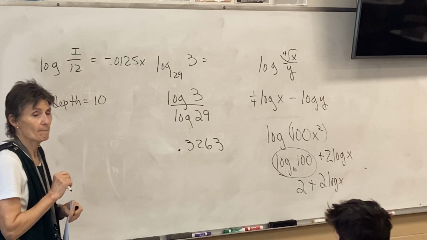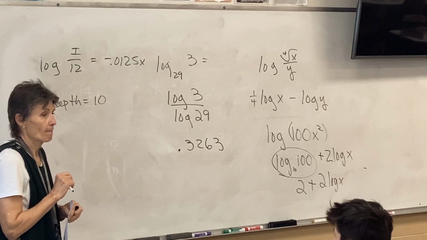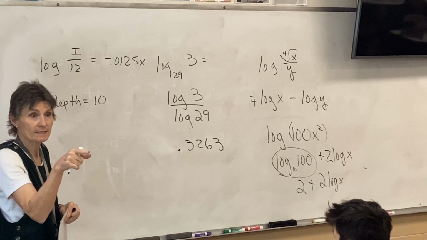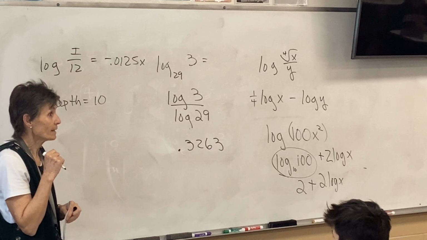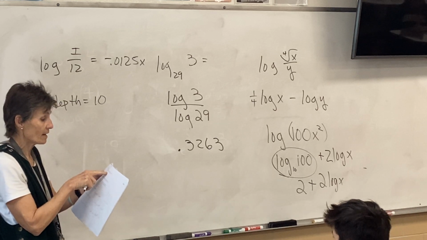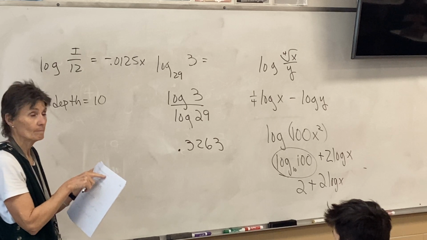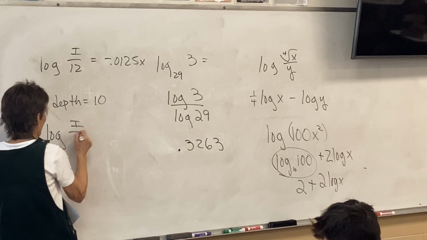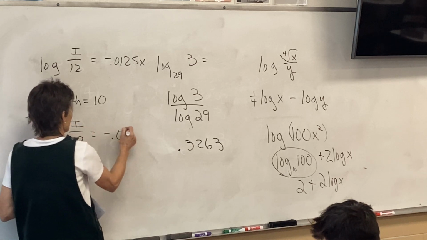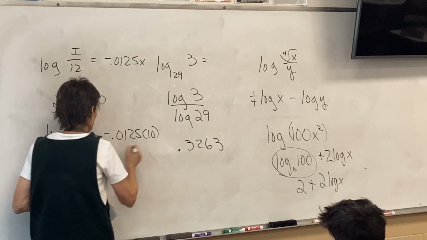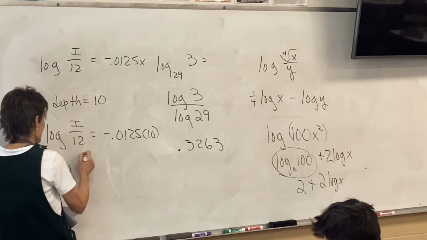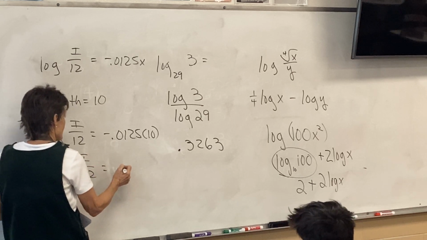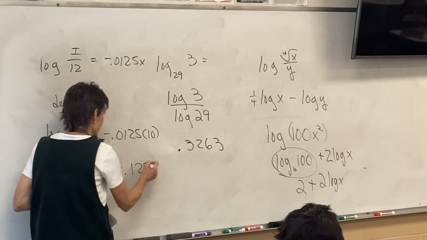Okay, so what does that mean? What am I going to do? Plug in 10 for x, because it says a depth of x feet. So I'm just going to put 10 right there. So log I over 12 equals negative 0.0125 times 10, so negative 0.125.